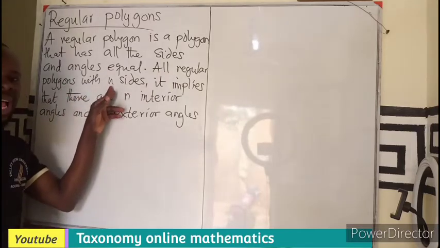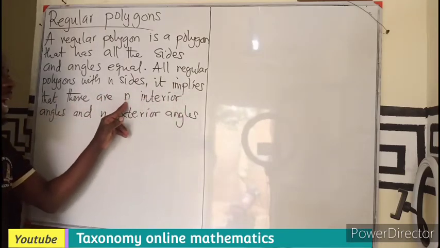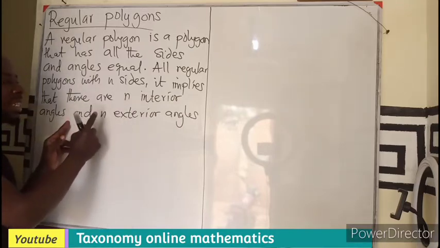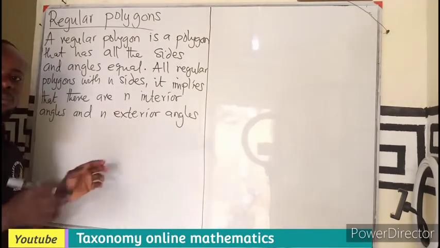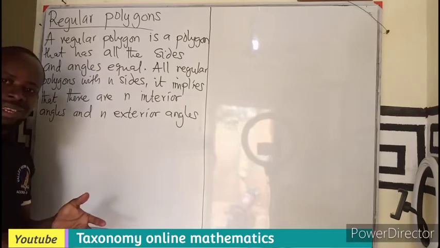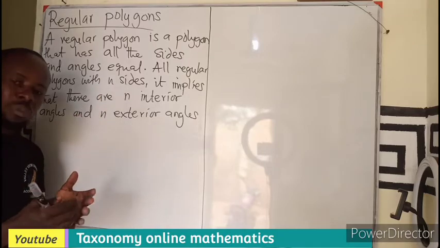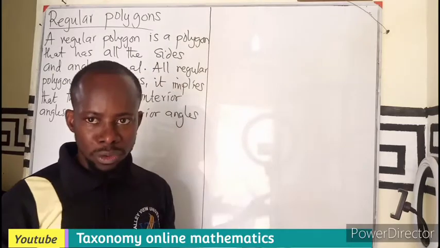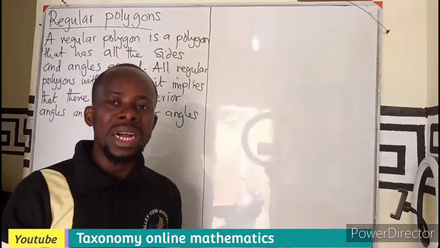If a polygon has n sides, say 4 sides, it implies that there are n interior angles, meaning 4 interior angles, and n exterior angles. So if it is a 4-sided figure, the interior angles will be 4 and the exterior angles will be 4. Examples of regular polygons could be equilateral triangles, a square itself, a rhombus. Those are examples of regular polygons, meaning the sides are equal, the angles are what?